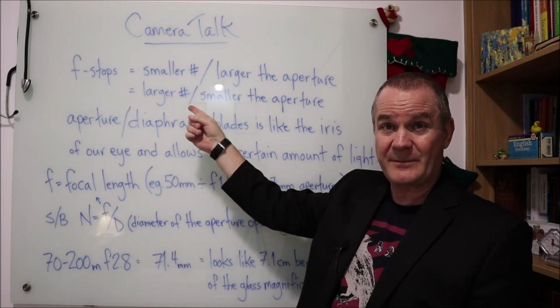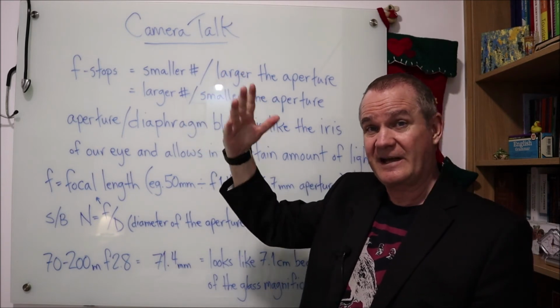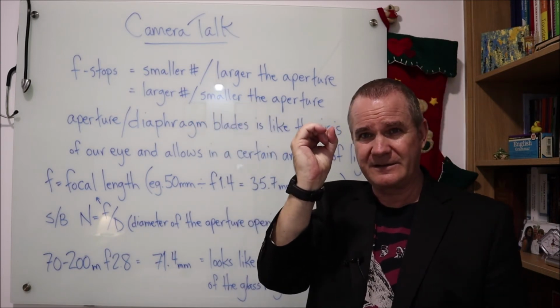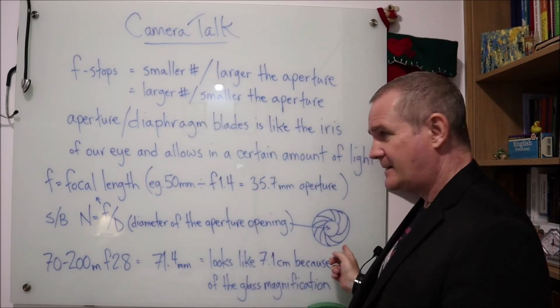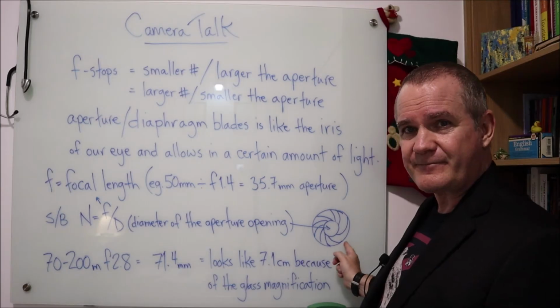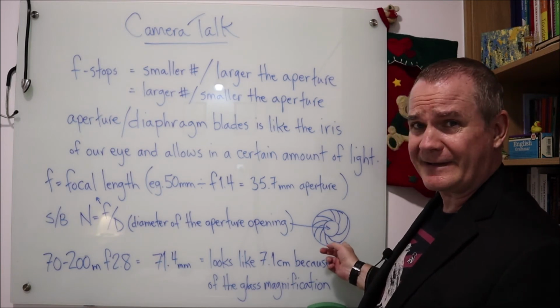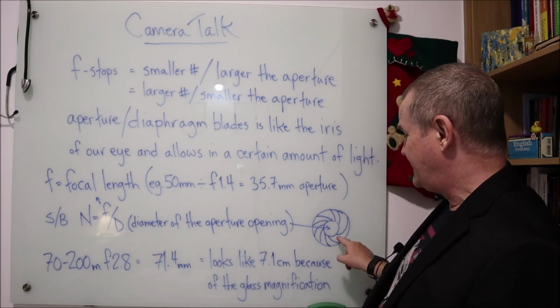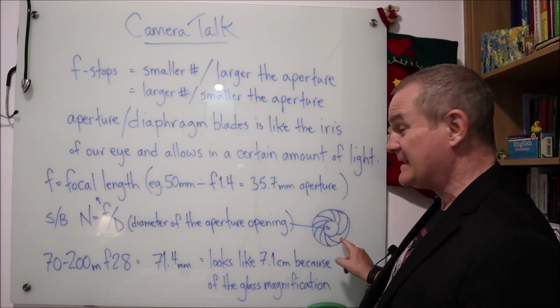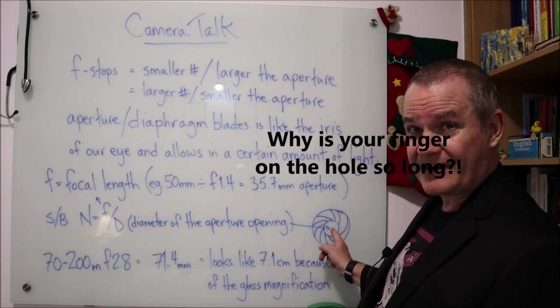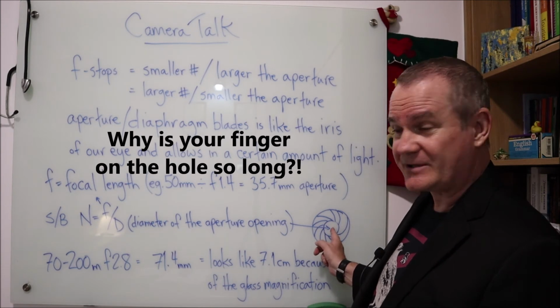The larger the f-stop number, like f11, f16, f20, f22, and so on, the smaller the aperture opening. So there are many different sizes. Here's my little hand drawing of what an aperture may look like. These are representative of the diaphragm blades themselves. The hole in the middle is the actual aperture, what they're talking about.